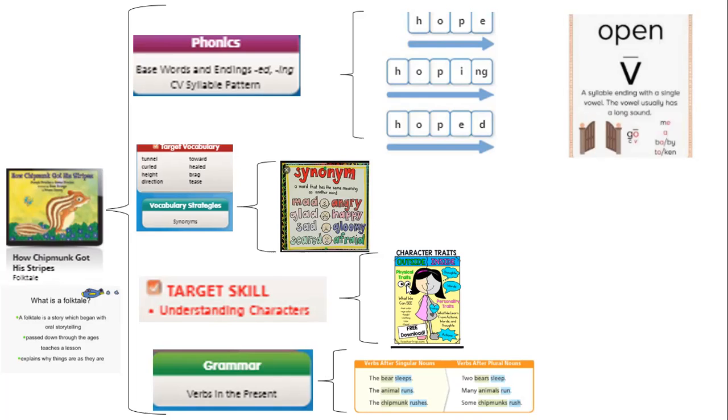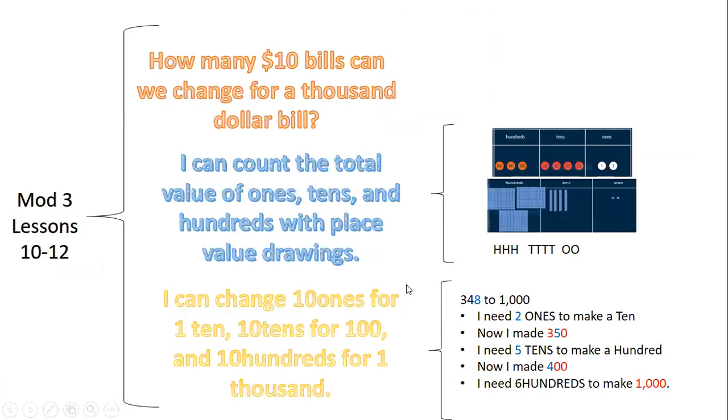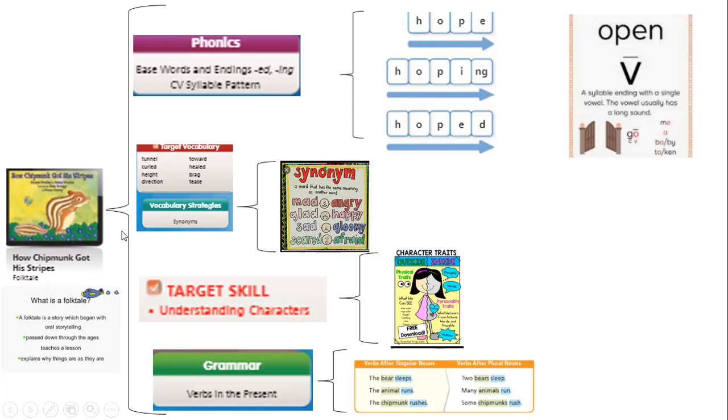Now I'm going to make this big. I want you to look at this character traits poster. And I want you to understand that when we talk about character traits, we can talk about the outside of a character: black hair, short, pink dress.